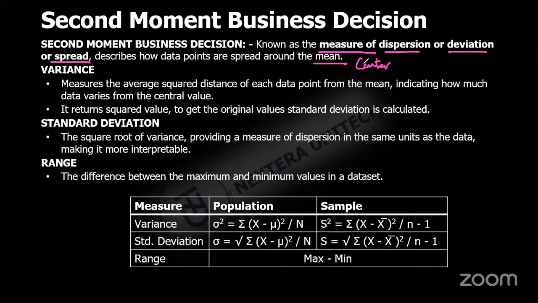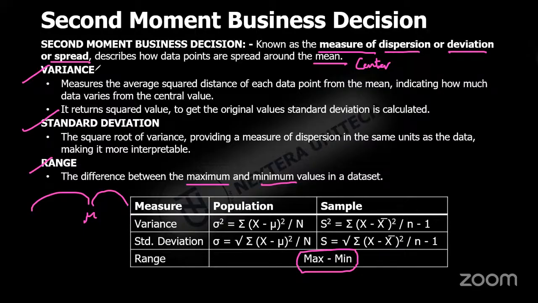If you take the center value in the data, whether you have spread or not, you will understand by calculating second moment business decision measures. What are the second moment business decision measures we have? Variance, standard deviation, and range. Range is very simple. Range is nothing but the difference between the maximum value and the minimum value in the data set. So this will return me the range of the column.